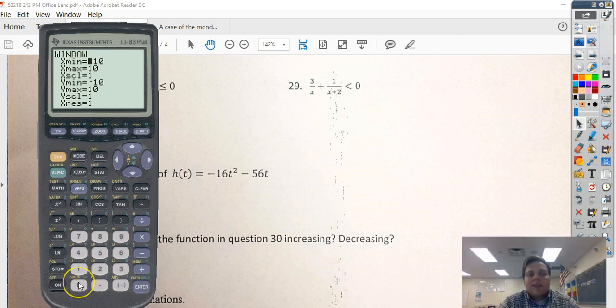So first off, 97% of the time on tests, the maximum is somewhere to the right of 0. Okay? And let's choose some reasonable x max, such as, let's try 30. And again, 90% of the time, you don't even need to change the y values. Okay, I could be wrong. I could be wrong. So let's hit graph.